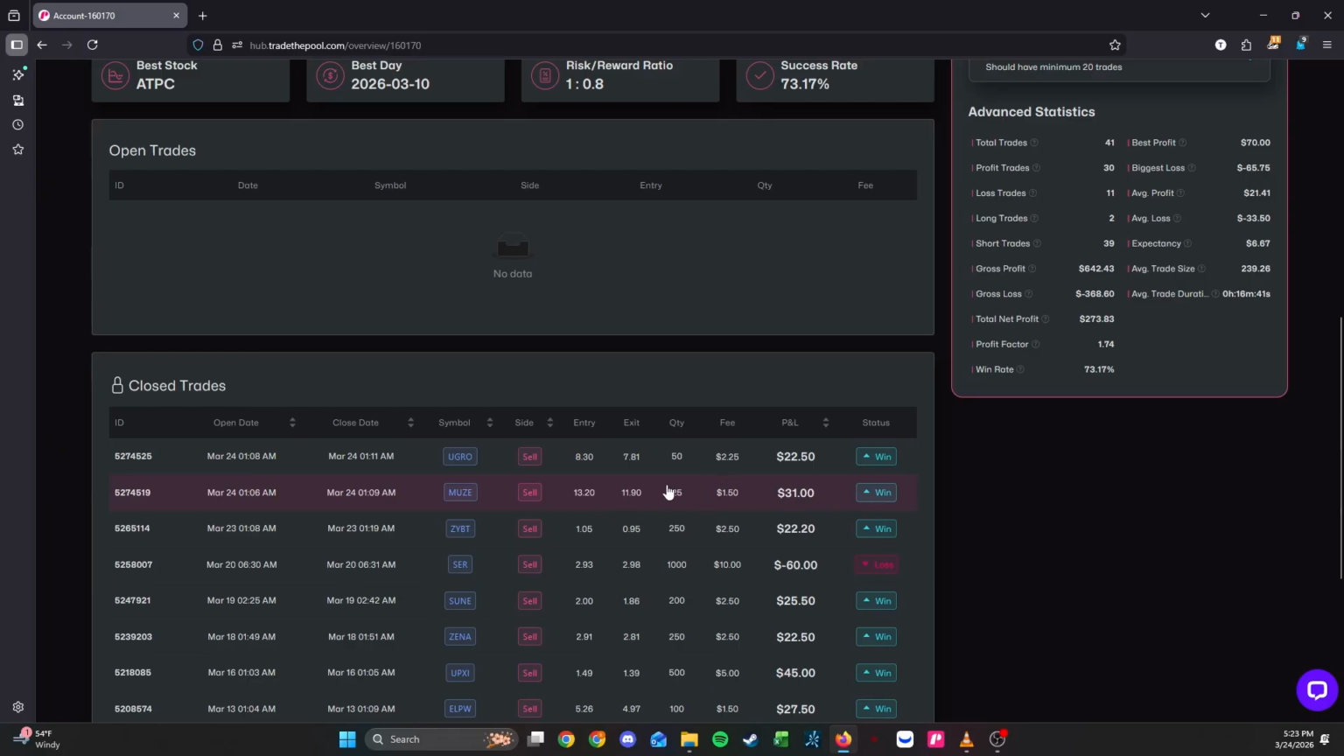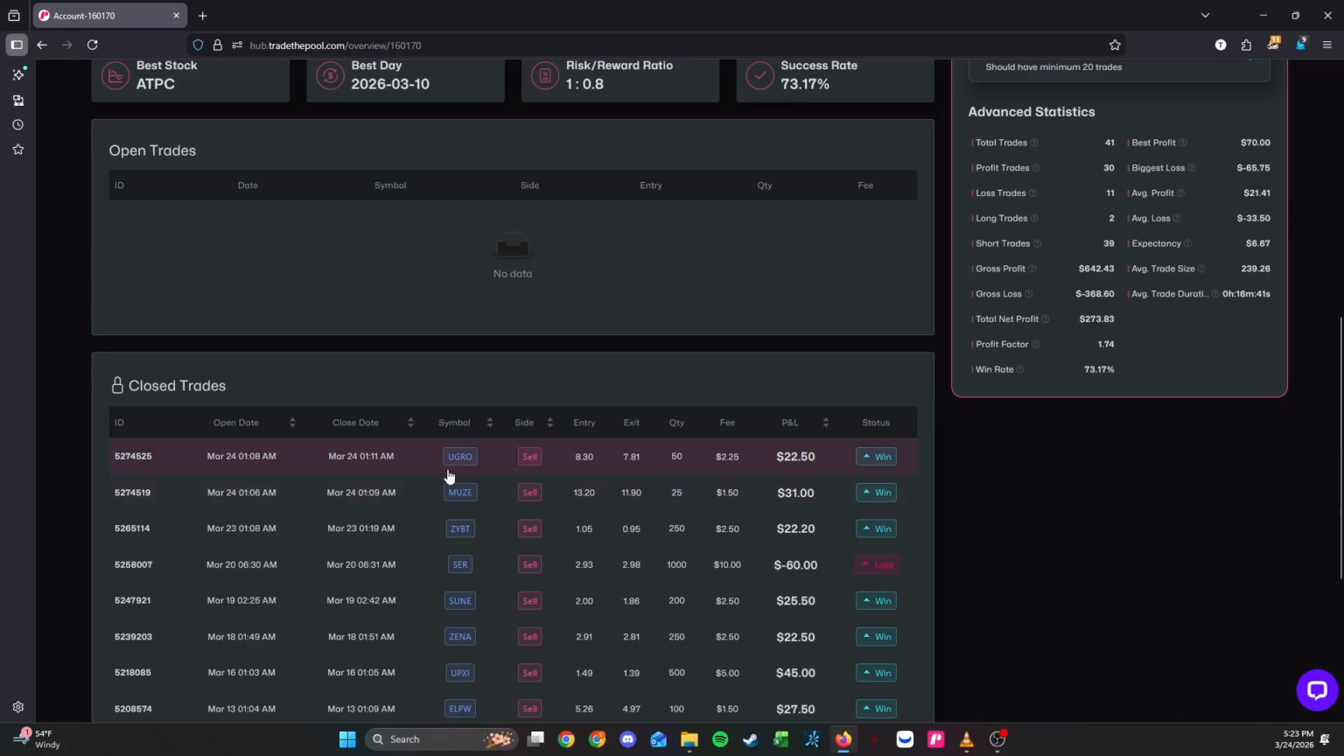Super lucky, by the way. And later on, MUZE did spike pretty crazily. So it would have been a good re-entry if that bid ask had tightened, but I don't think it did when I saw it spike up again.